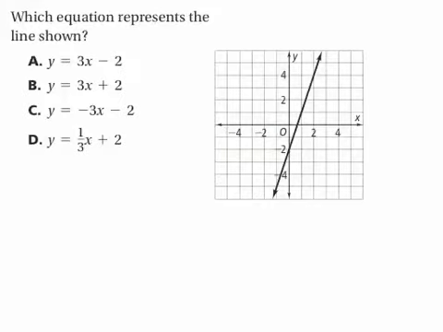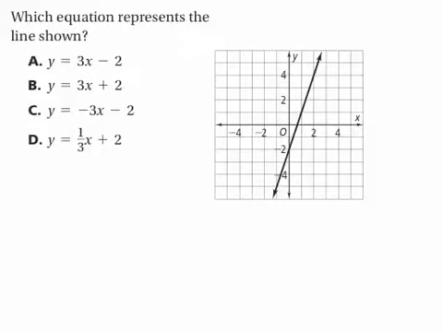This next example says, which equation represents the line shown? If we look at the line, you can tell that the y-intercept is at -2. Because the y-intercept is at -2, that means I need to be subtracting 2, which means choices B and D are out because they show a y-intercept at +2. So B and D are out.